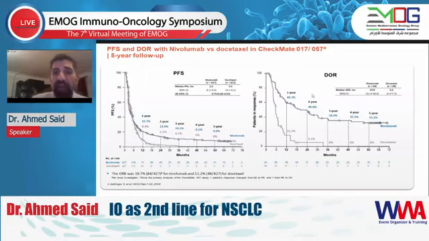And for the duration of response, we all know that most of the immunotherapeutic molecules have a median duration of response higher than that of chemotherapy, and this is a special characteristic of immuno-oncology versus conventional chemotherapy. You can find it here as 19.9 versus 5.6 in the docetaxel arm. So the overall response also was 19.7 versus 11.2 in the docetaxel arm, favoring nivolumab.